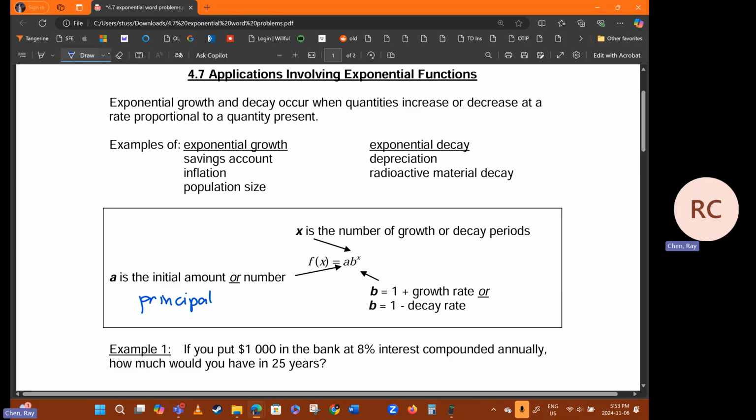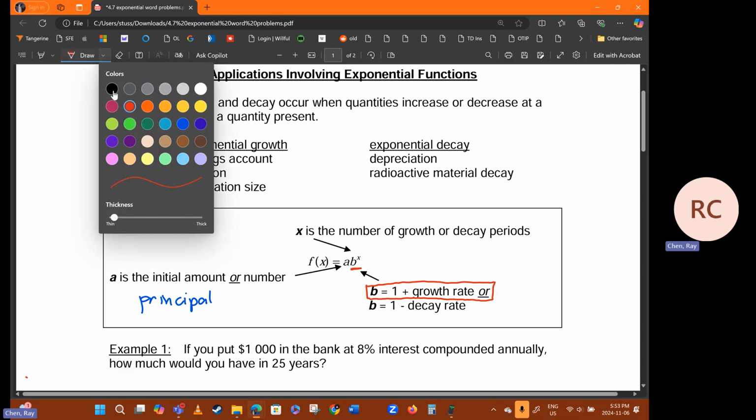Now, the b, a lot of you saw in our notes that b is our base. And whenever b is greater than 1, it actually means a growth. In these word problems, we will see b is 1 plus the growth rate, which is usually a percentage, or a decay rate. And a lot of you understand that when you have a decay rate as a percentage, that base will be smaller than 1.